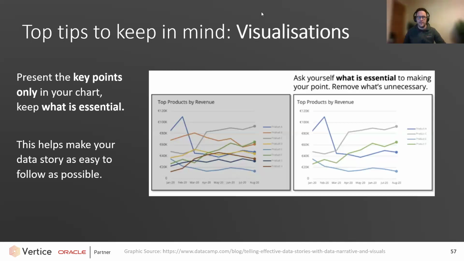A couple of things to keep in mind. In terms of visualizations, only give the key points. Everything else is just background noise. So if we take the chart on the left-hand side, we've got a number of products by revenue. It looks quite messy. You can pick out some kind of key points, but it's a little bit confusing. On the right-hand side, we're only interested in 4 products, so only show 4 products. We can get a much clearer indication of what is going on by removing what's unnecessary. And it helps make our data stories as easy to follow as possible.